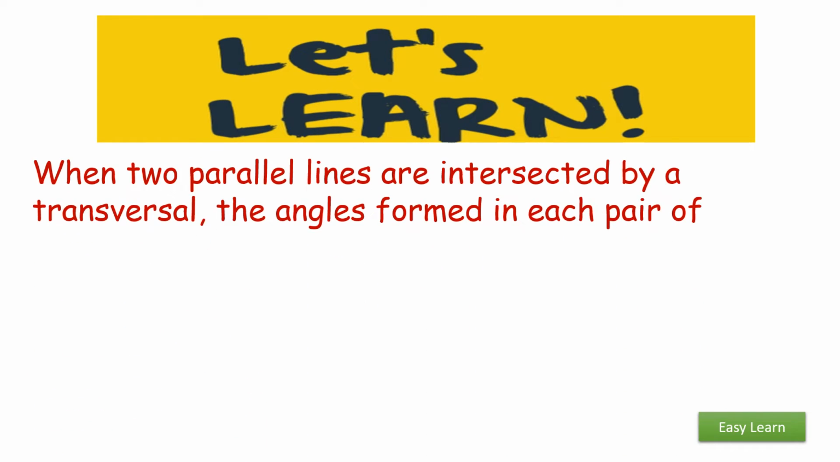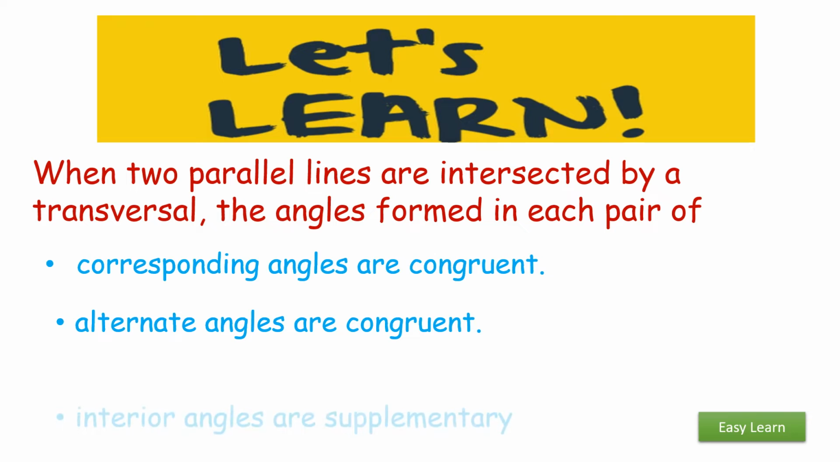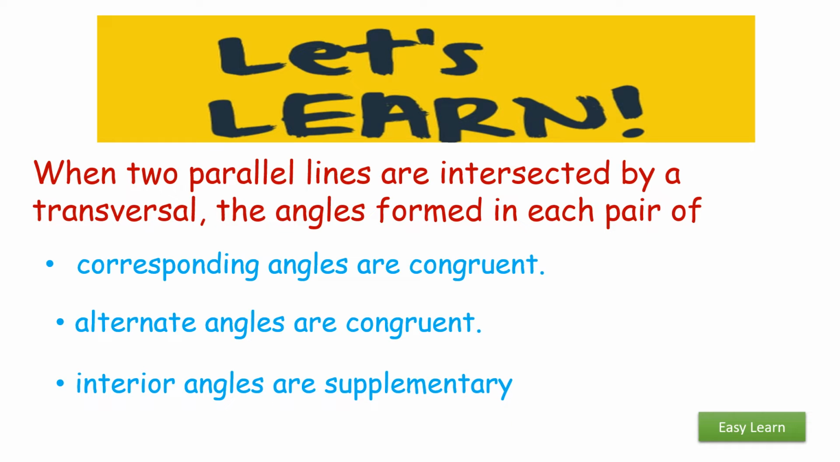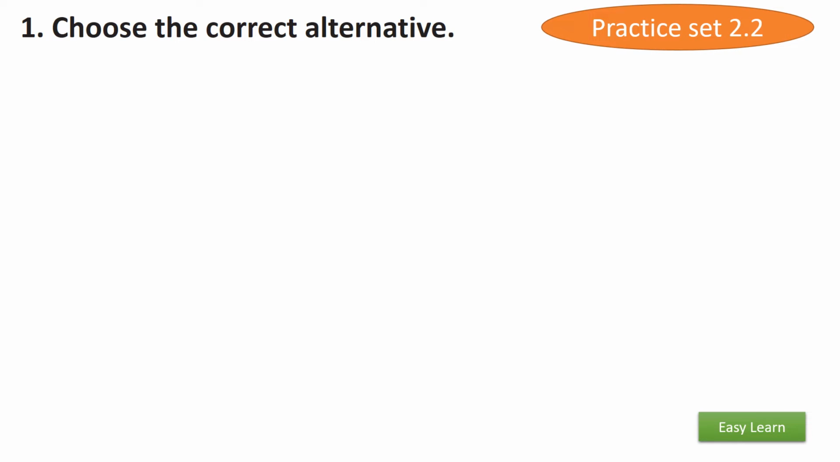Let's learn. When two parallel lines are intersected by a transversal, the angles formed in each pair of corresponding angles are congruent, alternate angles are congruent, interior angles are supplementary, that is 180 degree. Practice set 2.2. Question number 1.